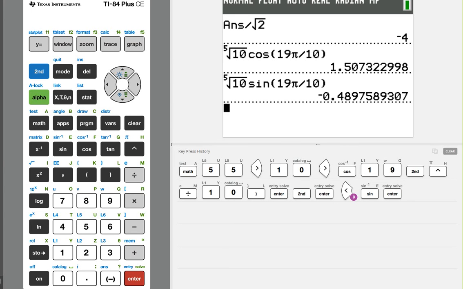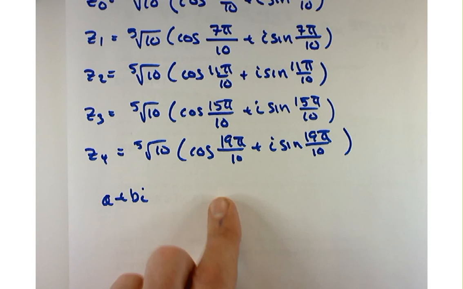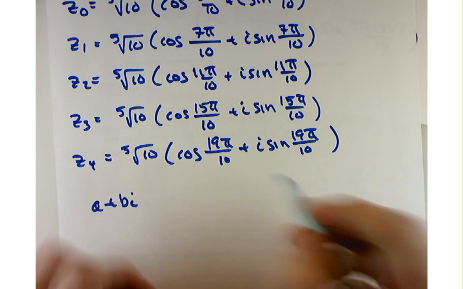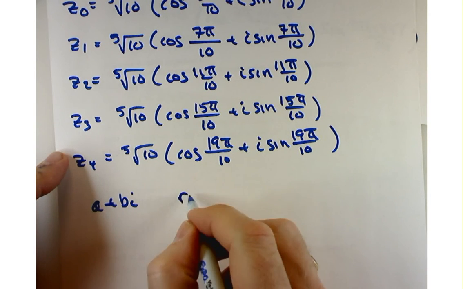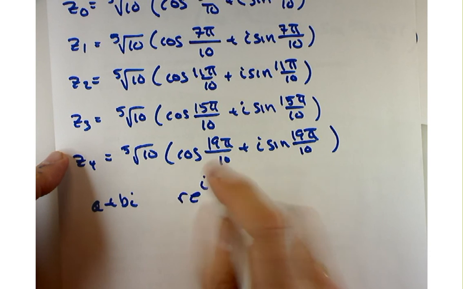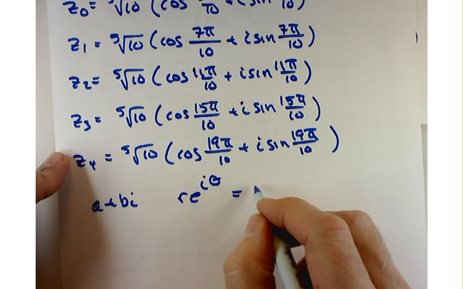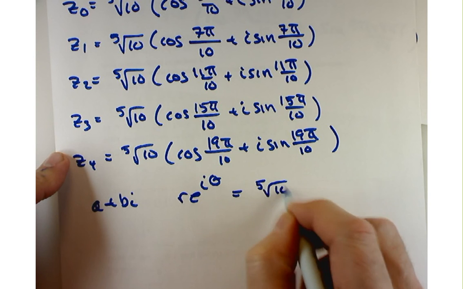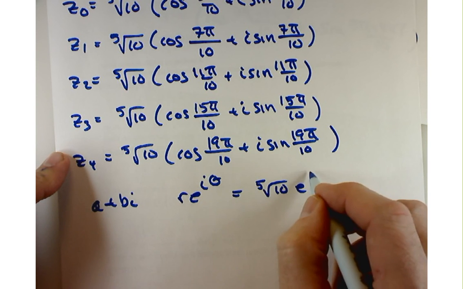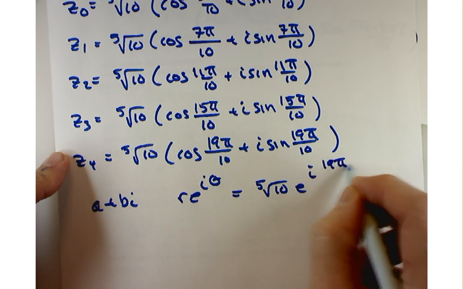You could also turn this into exponential form. Remember, exponential form would be r e to the i theta, where theta is in radians. So that'd be the 5th root of 10 e to the i times 19 pi over 10.